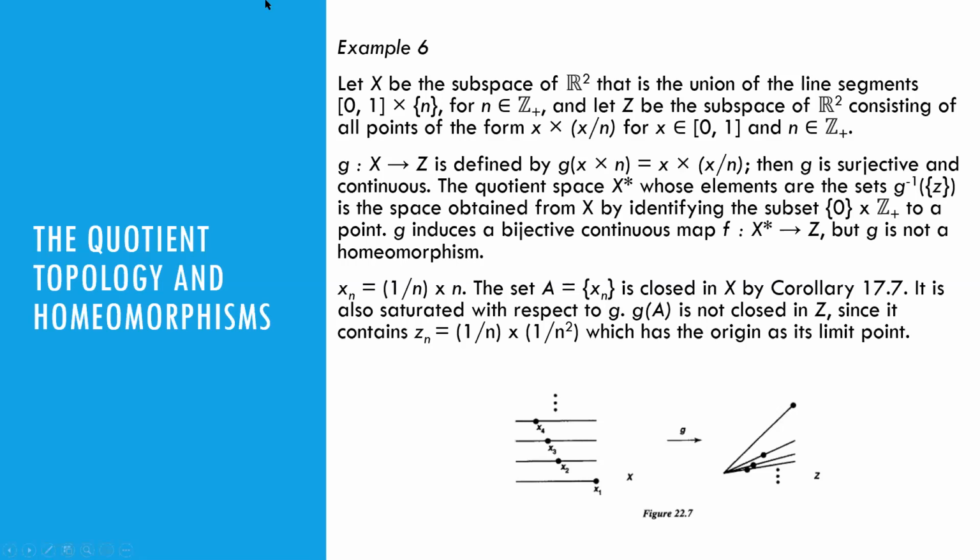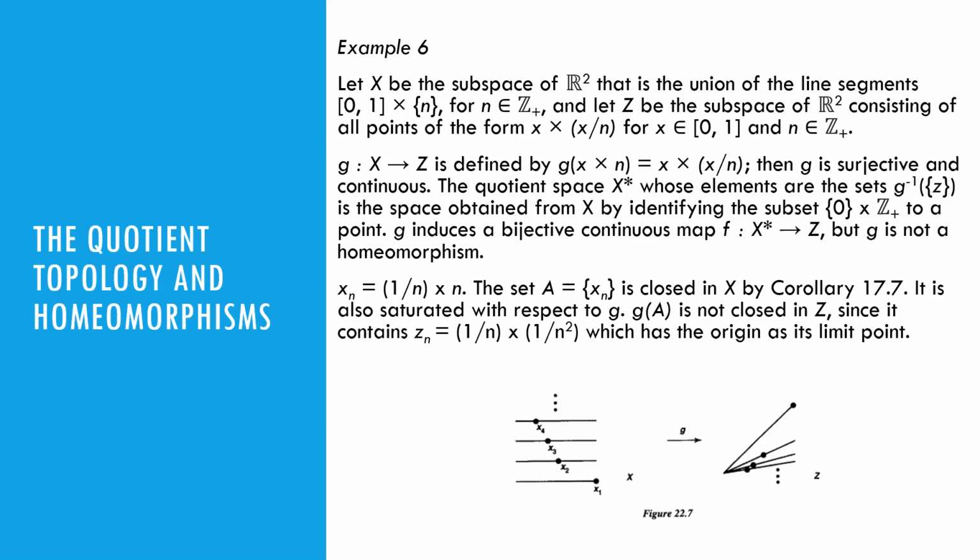So then we define a map G which maps X into Z. We map it so that G of x cross n equals x cross x over n, and then G is surjective and continuous.